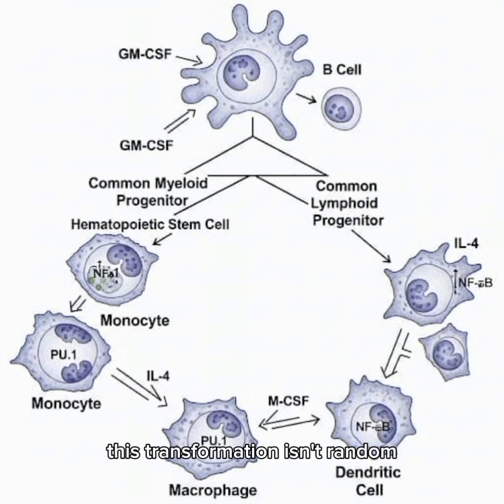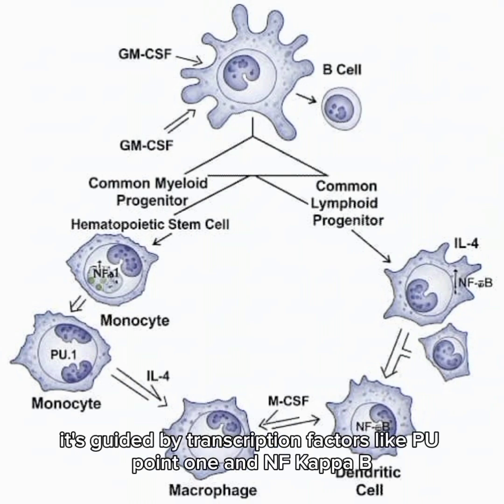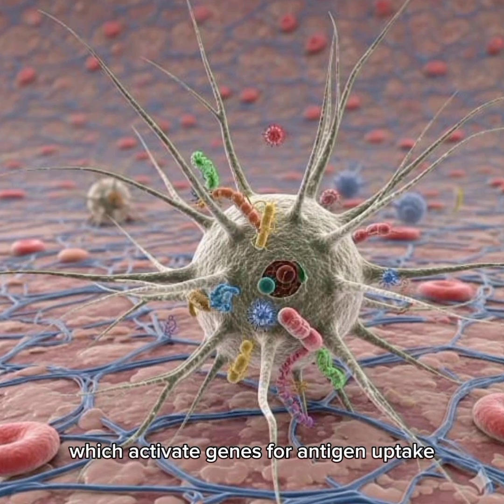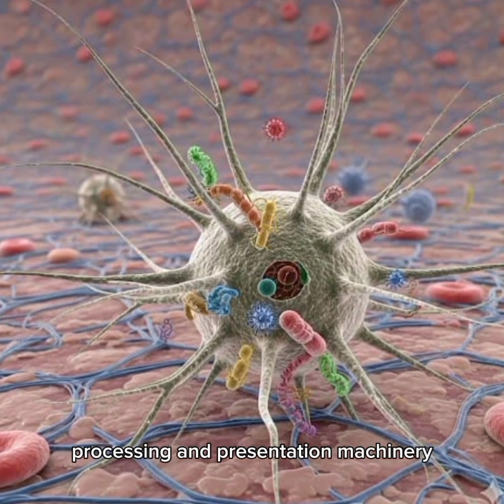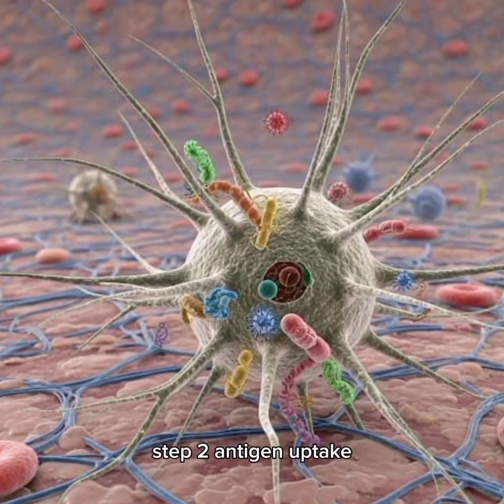This transformation isn't random. It's guided by transcription factors like PU.1 and NF-kappa B, which activate genes for antigen uptake, processing, and presentation machinery.